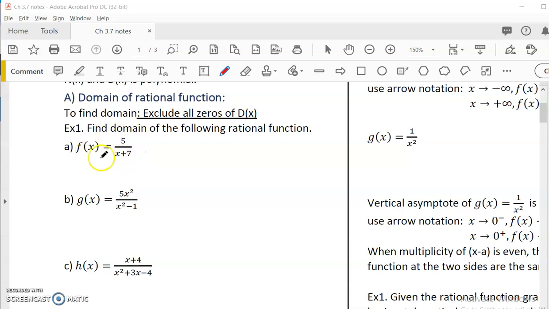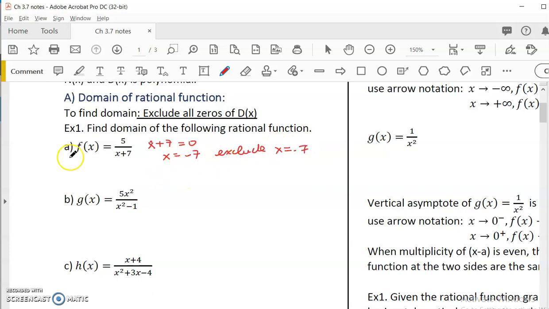So to find the domain of a function that has a numerator and denominator, the domain would exclude the zeros of the denominator. So you would solve x plus 7 equal to 0, which is the denominator. You don't care about what is in the numerator. You solve for the zero, and in this case it is negative 7. But for the domain, you want to exclude it. This is the number that is excluded from the domain: exclude x equal to negative 7.